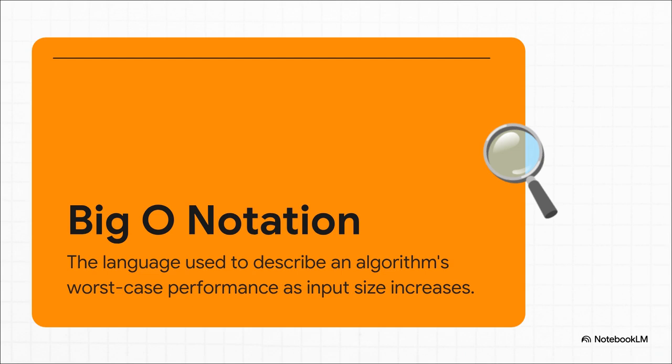And the language, the shorthand we use to talk about time complexity, is called Big O notation. You can think of it as a way of classifying algorithms. It specifically describes the worst-case performance. In other words, how bad can things get as n, our number of students, gets bigger and bigger. It gives us a really clear, standardized way to compare our different search strategies.